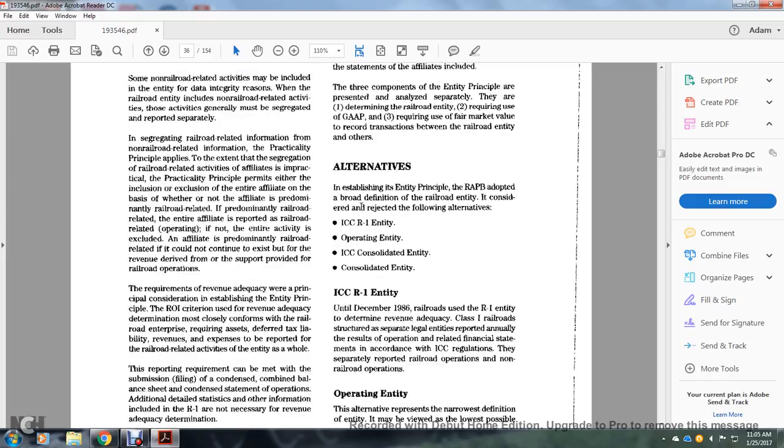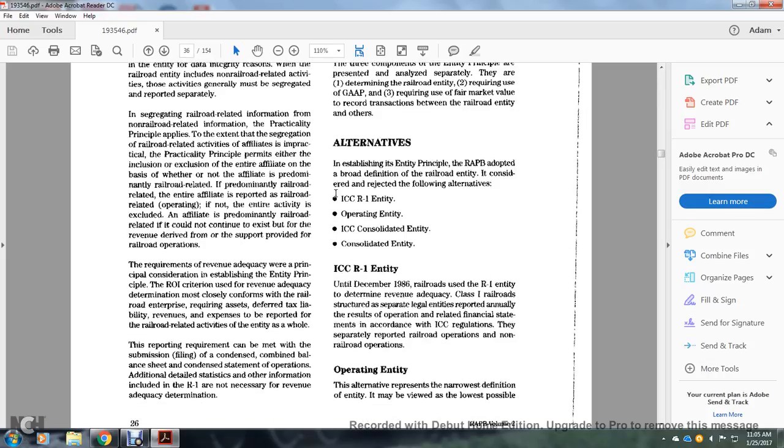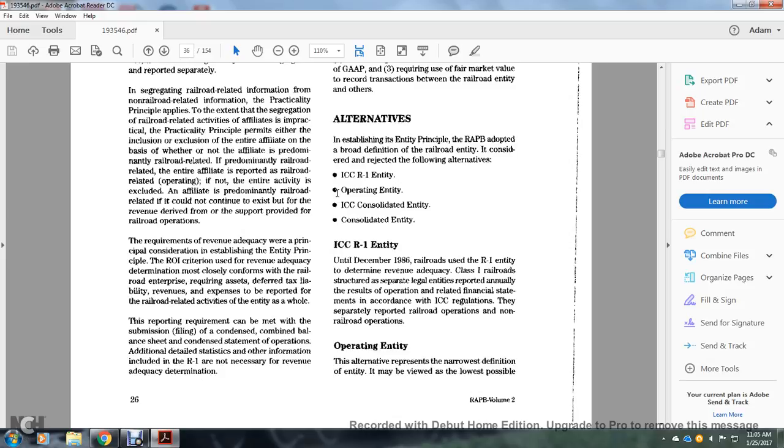The railroad accounting principle's broad definition of the railroad entity is considered after the rejection of the following alternatives: the Interstate Commerce Commission R1 entity, the operating entity, and the Interstate Commerce Commission consolidated entity. The Interstate Commerce Commission R1 entity.